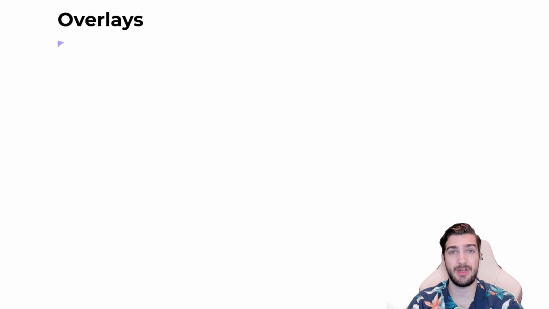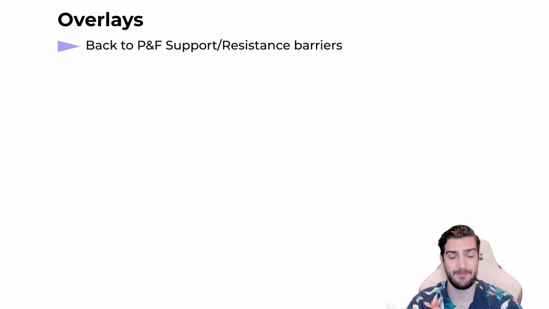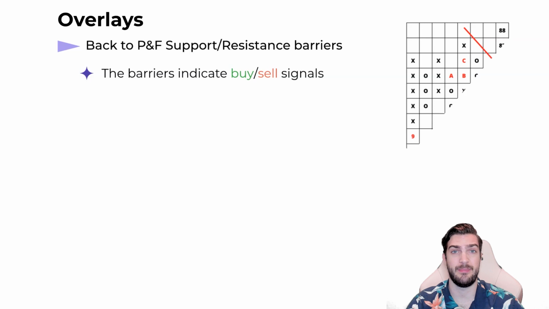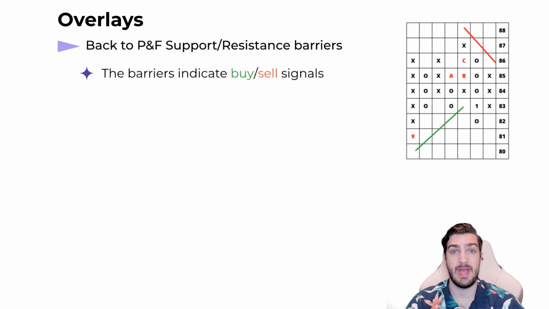With overlays, we're going to go back to our point and figure support and resistance example. With this, when we create a support and resistance barrier, point and figure typically uses these barriers as buy and sell signals. A buy signal is given when the current column of X's goes above the previous column, or a current price trend that is positive goes above where a previous price trend that was positive stopped and reversed negative.